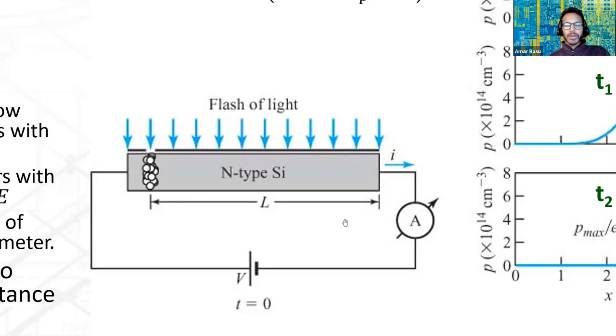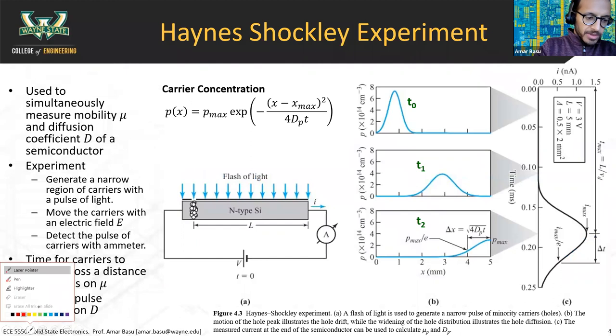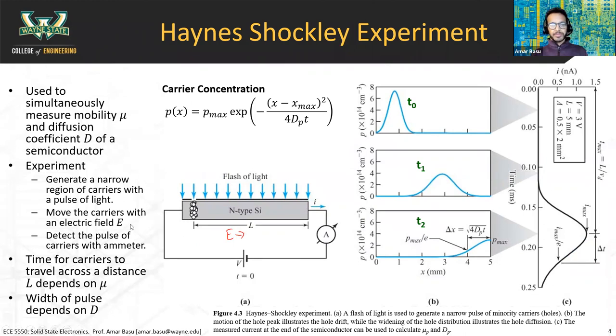All right, so I just want you to think about this for a second. What processes are happening? We go through the four processes in our head. Is generation happening? Yes, it's happening. We had a flash of light. We generated excess electron hole pairs here. Less generation happening here because there's no light. Is drift happening? Yes, drift is happening because we have an electric field. There's a voltage source here. So the electric field is going to point from left to right. So the electric field is going to go this way.